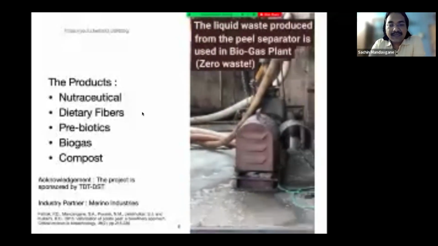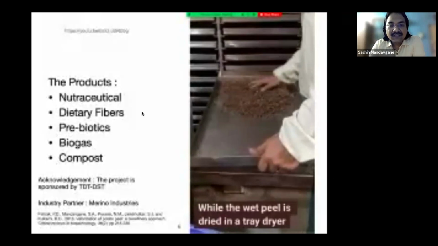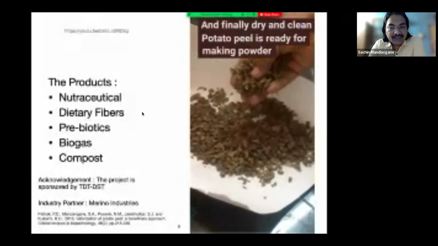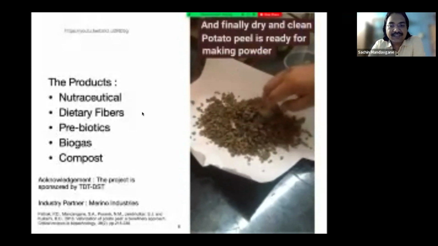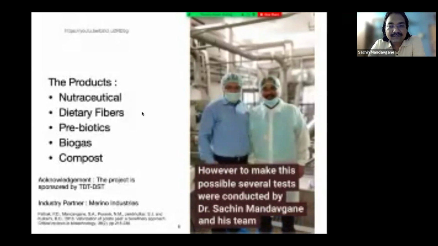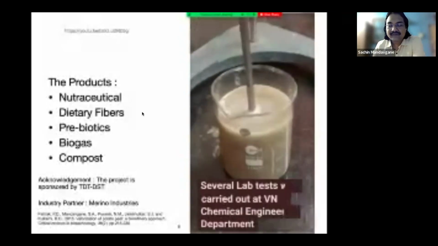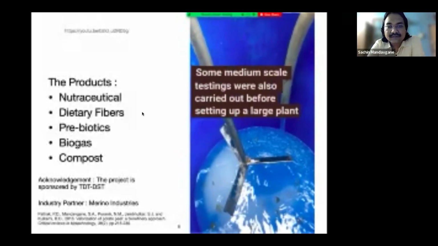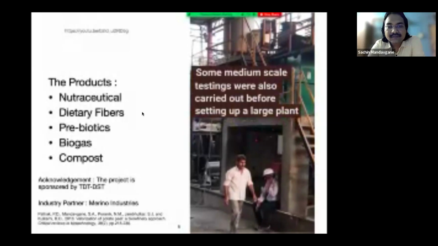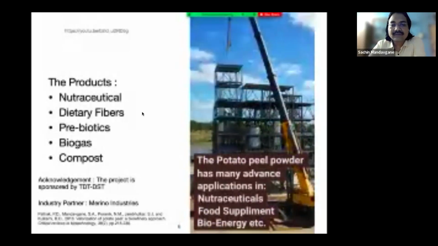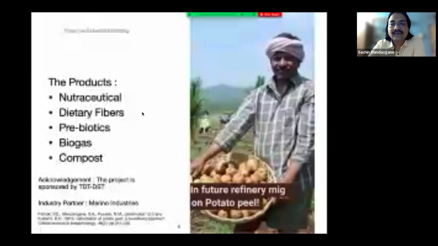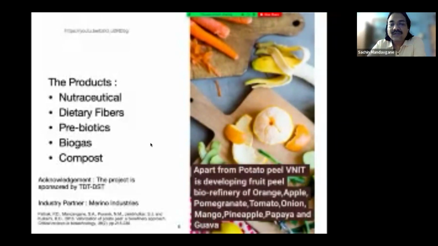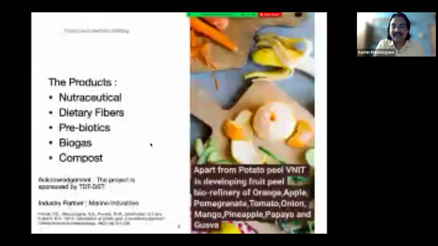This is the starting part. This is the peel, right? And from this, we extract fiber and antioxidants. We are working on orange, apple, pomegranate. A couple of things are at commercial level.